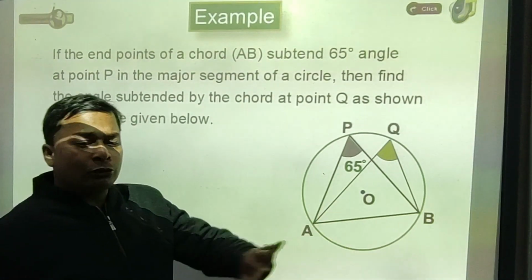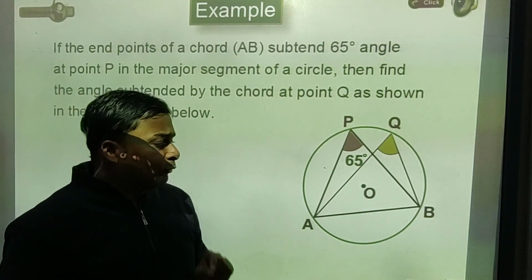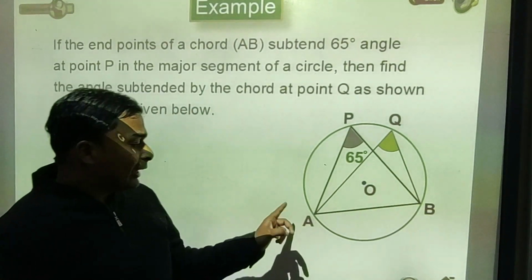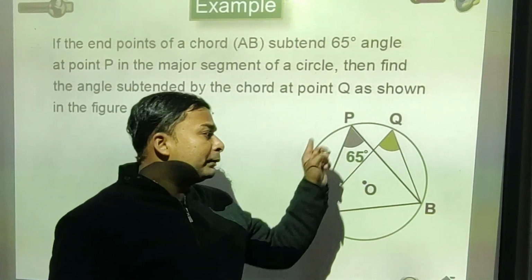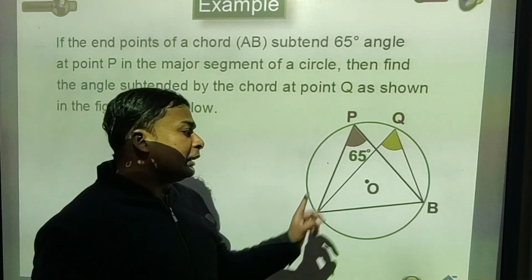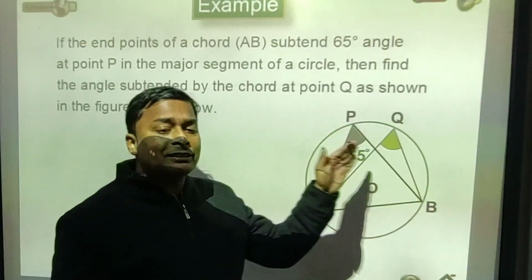Here you can see that there is no value of the angle at the center given. No value of the angle AOB is given to you. What can be the value of angle APB? It is given 65 degree. So what will be the value of angle AQB? 65. Why? Because they are in the same segment.